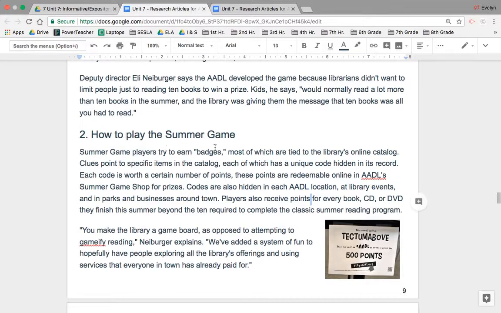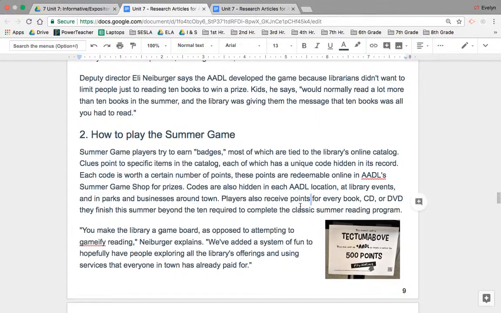2. How to play the summer game. Summer game players try to earn badges, most of which are tied to the library's online catalog. Clues point to specific items in the catalog, each of which has a unique code hidden in its record. Each code is worth a certain number of points. These points are redeemable online in AADL's summer game shop for prizes. Codes are also hidden in each AADL location, at library events, and in the parks and businesses around town.